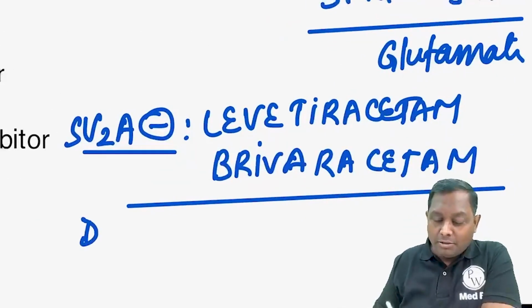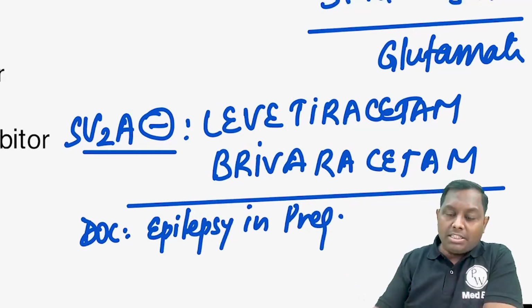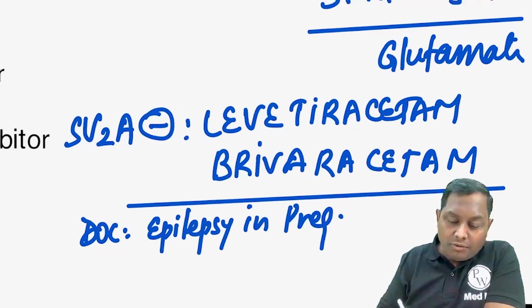I used to tell you, so they are the drug of choice for epilepsy in pregnancy. The name of the compound is SV2A inhibitor.